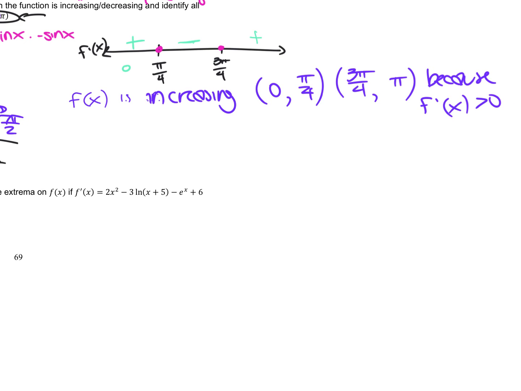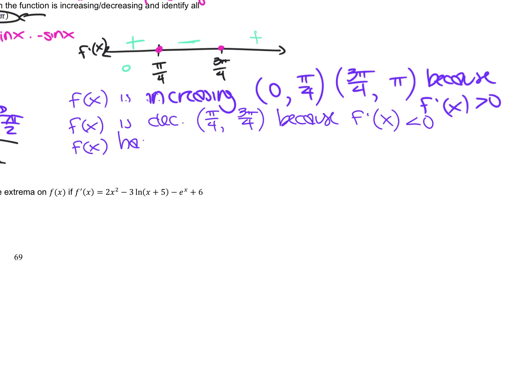Then I can say f of x is decreasing. Where? Okay. Decreasing where? Pi over 4 to 3 pi over 4. Because why? Your derivative is negative or less than 0. Then I make my statements about relative maxes and mins. I say f of x has a relative max where? X equals pi over 4 because why?